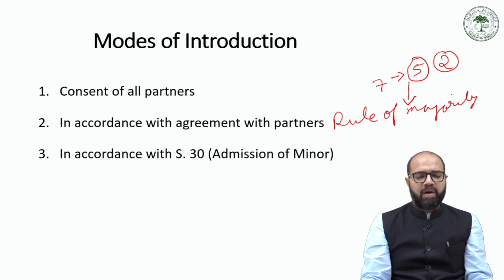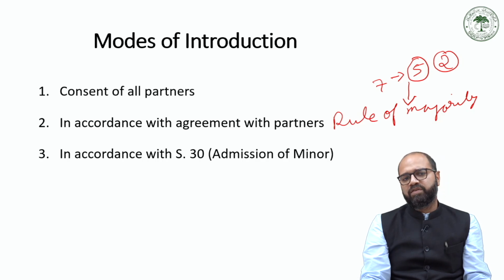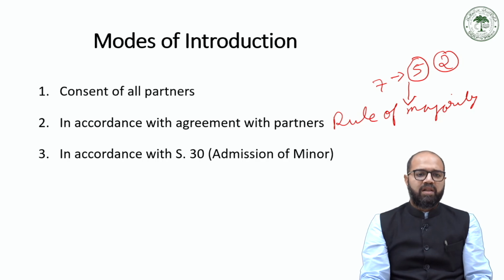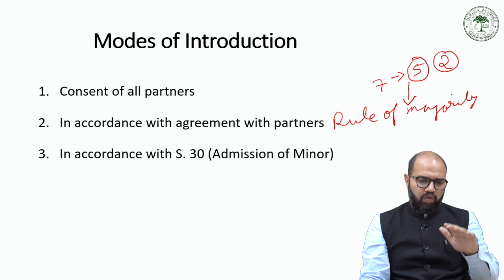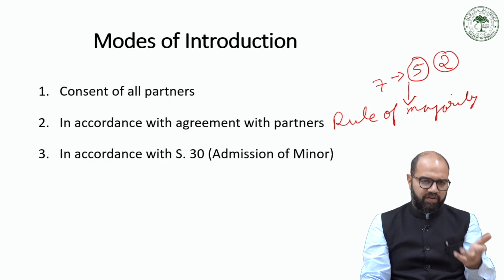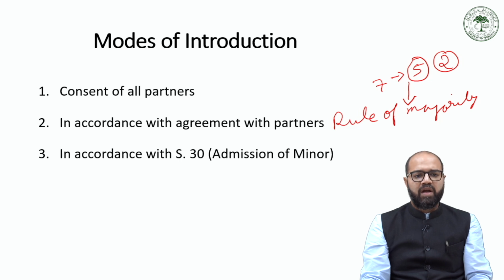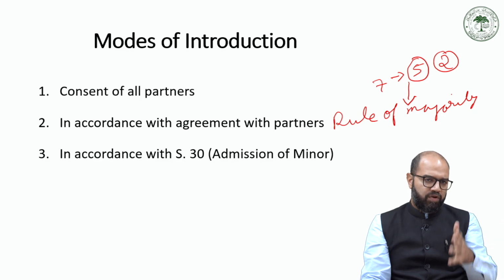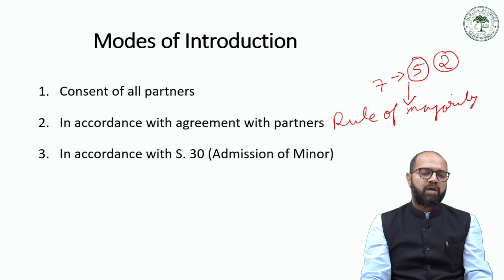Then the third way by which a partner may be admitted is according to section 30. If a minor is initially admitted to the benefits of the partnership business, and later, upon obtaining the age of majority, there is a provision that he may elect whether to become a partner or not. So broadly speaking, there are these 3 ways as to how a partner may be introduced or how he may enter into the business of the partnership firm.